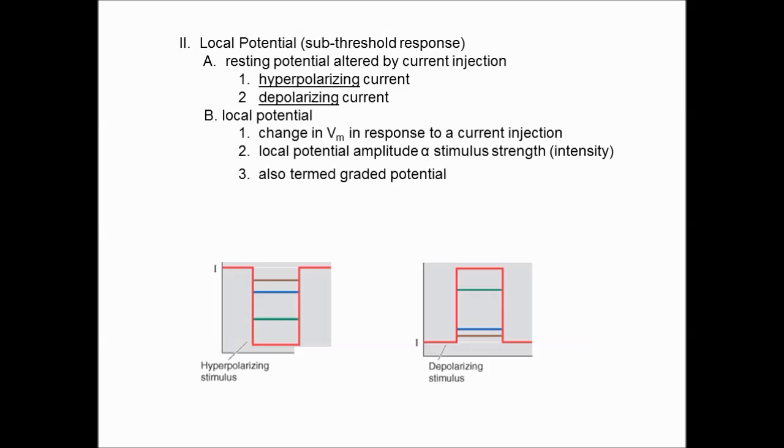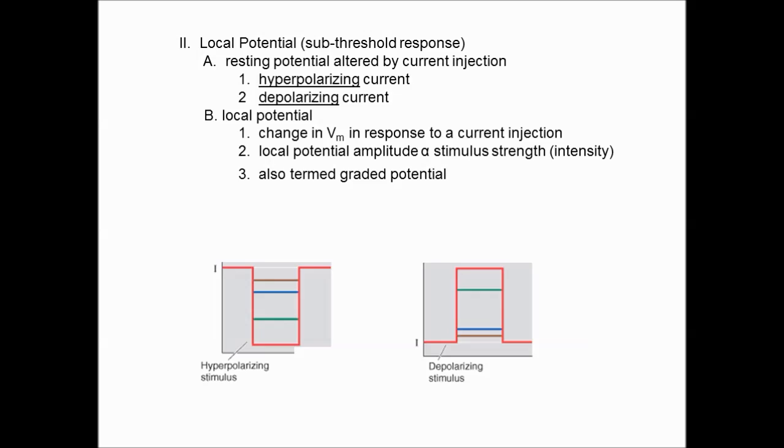If you artificially, by injecting a current, cause the cell to be even more polarized, we call it a hyperpolarizing current, or essentially injecting negative charge into the cell. And the depolarizing current would do the opposite. So if you inject a current in the opposite direction, you can depolarize the cell. So there are events that do both in cells.